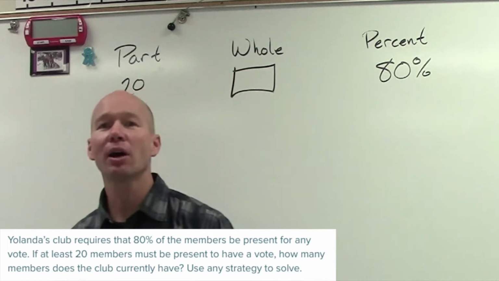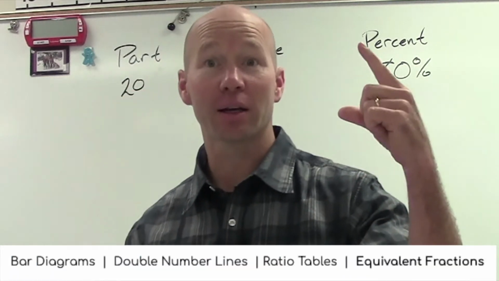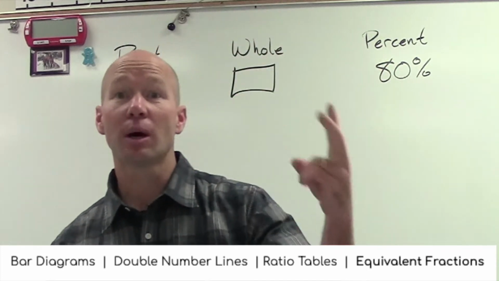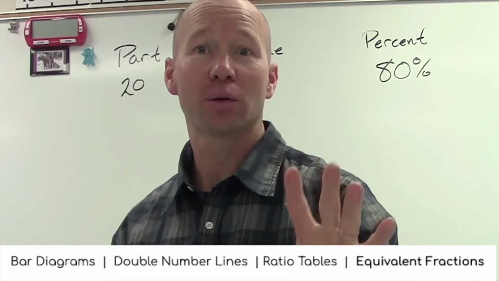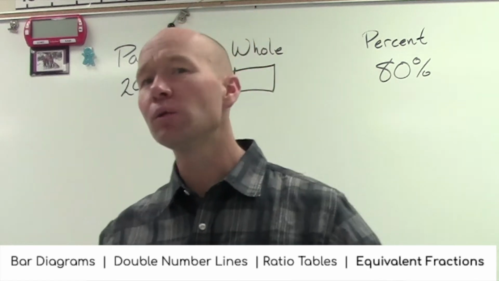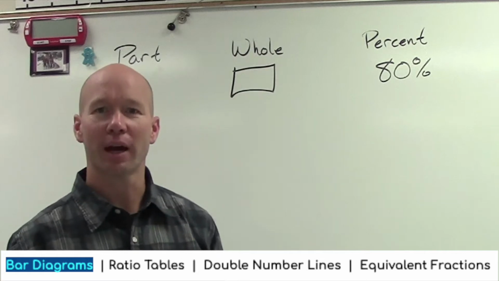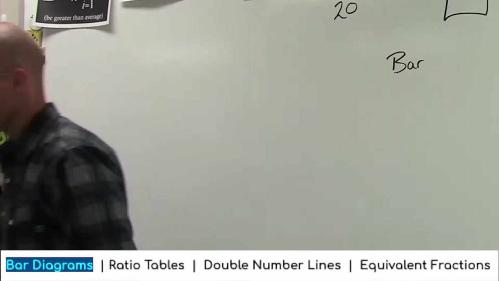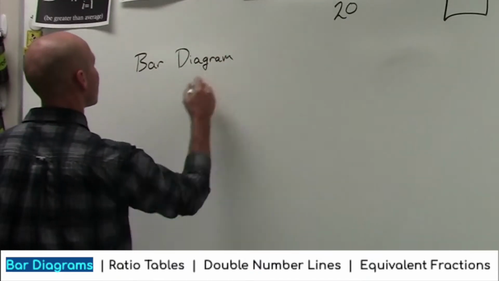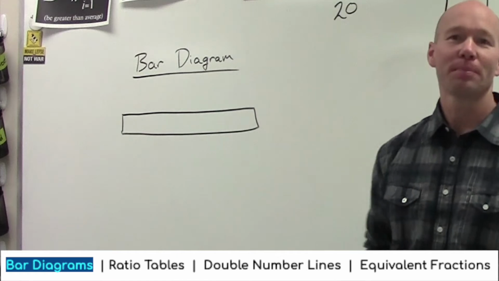So how can we represent this today? That's right, we can use a bar diagram, double number line, ratio tables, or equivalent ratios. And we're going to do all those today. So let's start off with our bar diagram. Go ahead and draw this. All right, so we've drawn a bar.